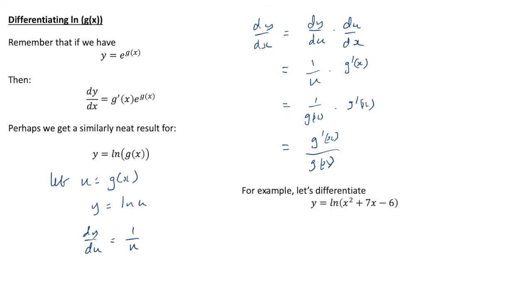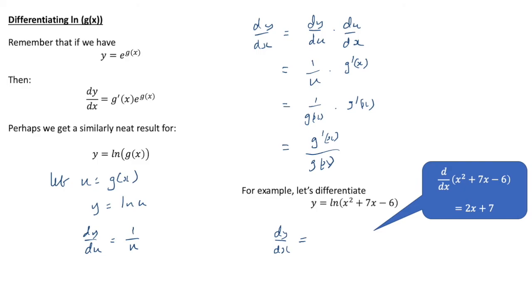So for example, if we had to differentiate y equals log of x squared plus 7x minus 6, all we have to do to find dy by dx is think about what we get when we differentiate x squared plus 7x minus 6, and that is of course 2x plus 7, so that's our g dashed of x from above. That goes on the top, and then on the bottom goes our original g of x function, x squared plus 7x minus 6. So that's quite neat.